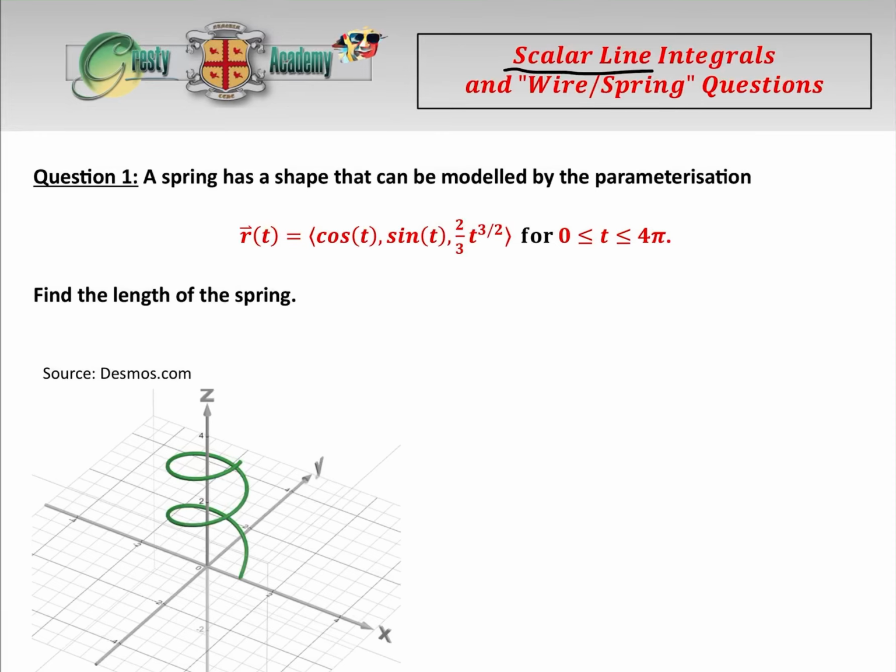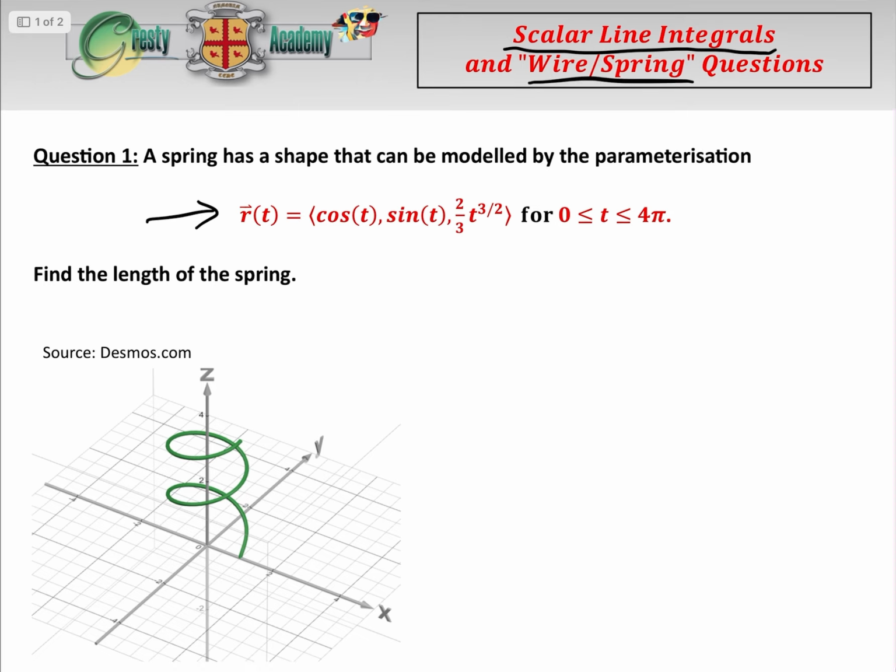So today we're going to be doing scalar line integrals and wire/spring questions, and there are two questions in particular which appear very often in this type of question. The first one we're going to do is a spring, which could be a wire, that has a shape that can be modelled by this parameterization.